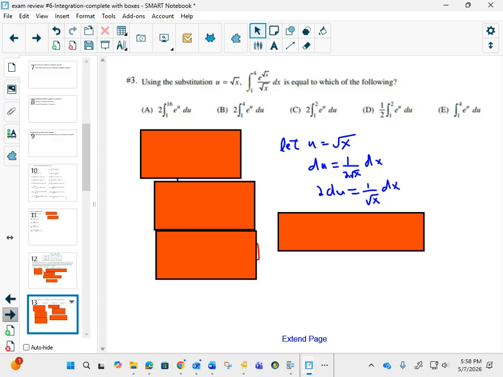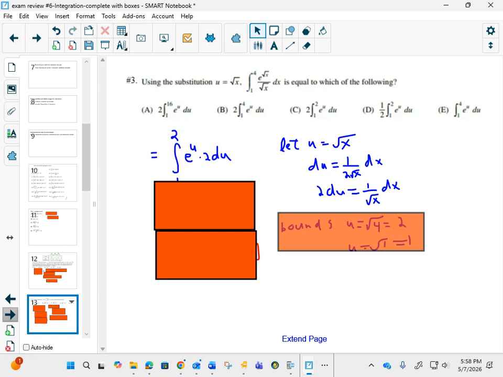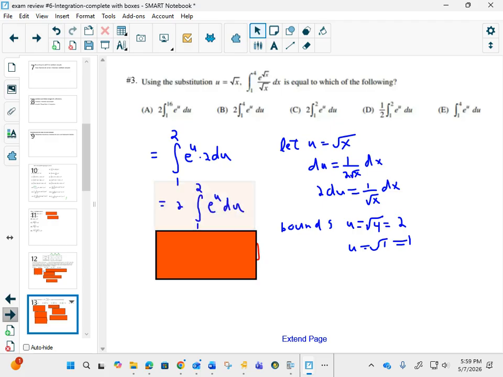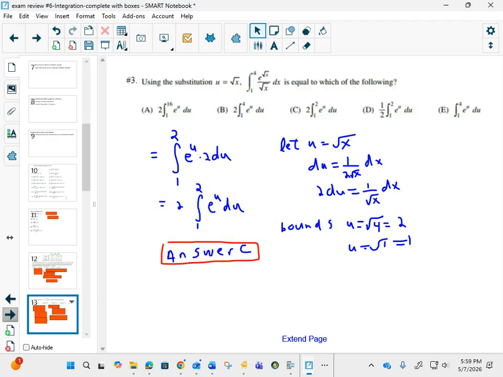But where we have to be careful is a lot of times people make the substitution and forget about the bounds. So if my bounds were 1 to 4 for x, now in u they're going to be 1 and 2, because u is equal to the square root of x. So it's equal to this. Do any of them match up? Not quite, but I can bring that 2 out in front. So the answer is C.